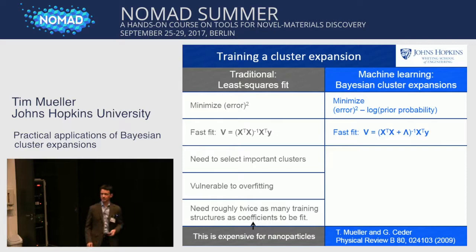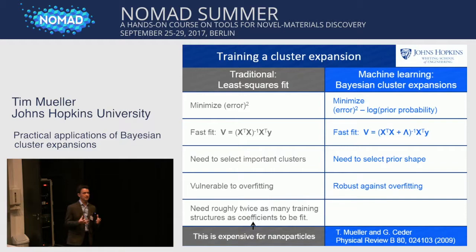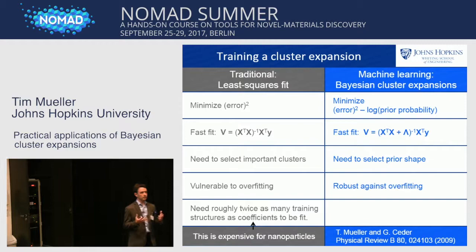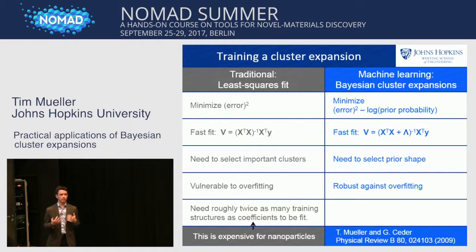Here, we do need to figure out what the shape of the prior probability distribution is and how quickly that prior decays with the size of your cluster. Usually we use about 3 or 4 different parameters for that. Because we only have 3 or 4 parameters that we're trying to modify, and we use cross-validation to find the optimal size, it's robust against overfitting. We have far fewer degrees of freedom than in this case in trying to figure out how we're going to fit our cluster expansion. And so it's actually much harder to overfit your cluster expansion when you're doing it this way.